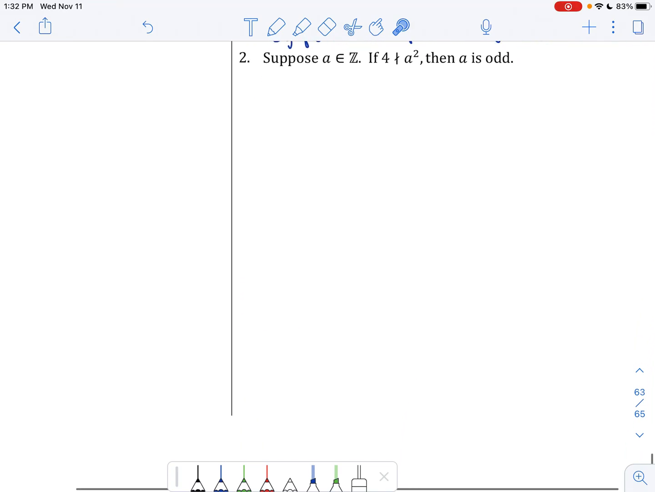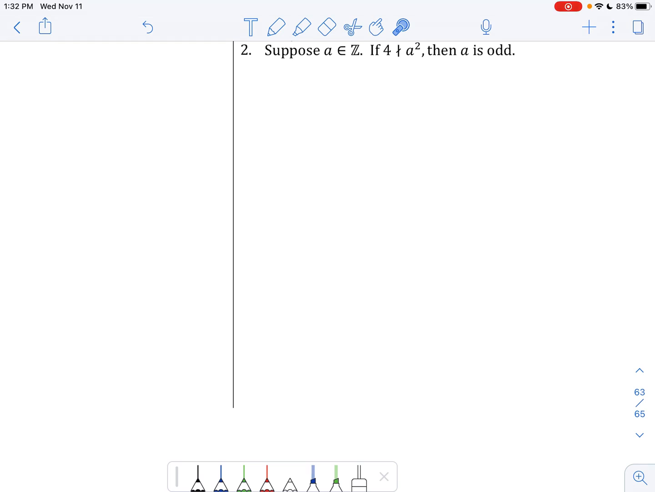Now let's look at a divisibility one. For number 2, suppose a is in the integers. If 4 does not divide a squared, and the strike-through on the equal sign means is not divisible, then a is odd. Again, I want to use the contrapositive. So if a is not odd, meaning a is even, then 4 divides a squared. That's what we actually want to prove by writing out the contrapositive.